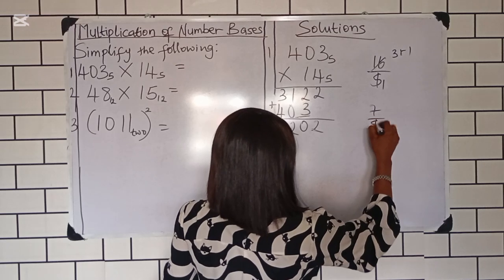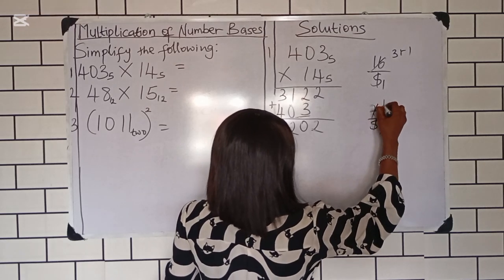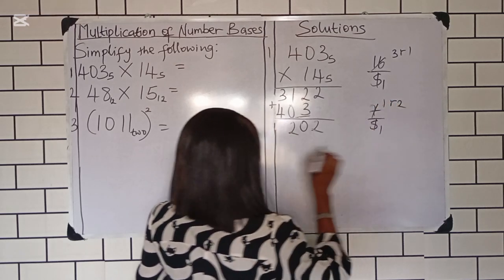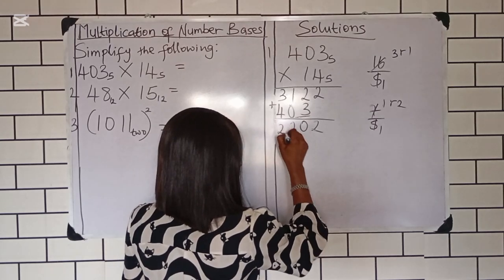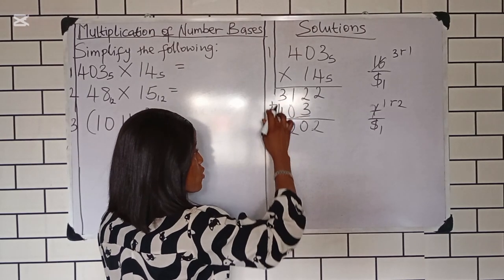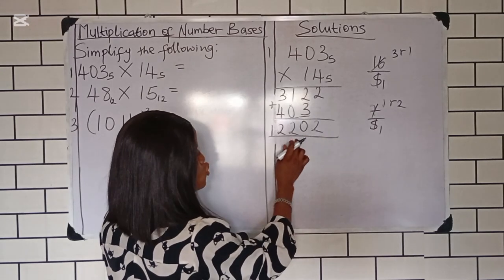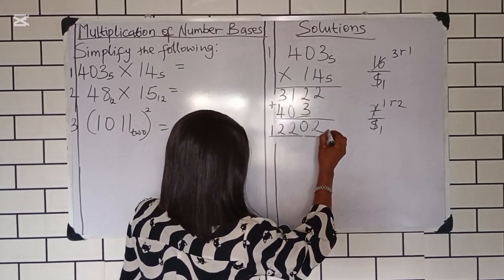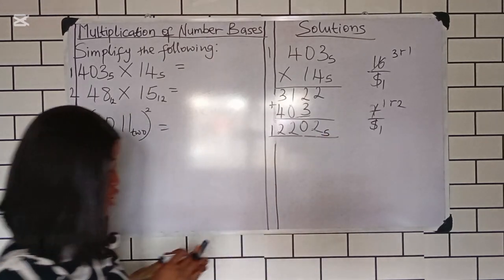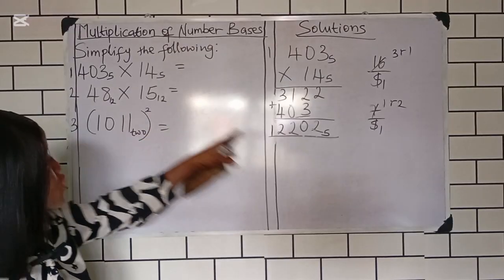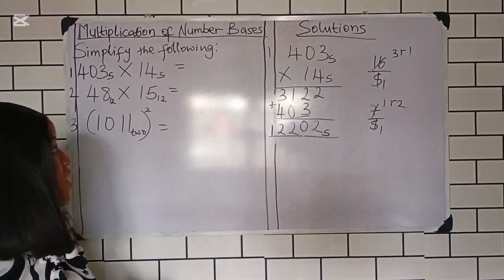5 divided into 7 here will give us 1, remainder 2. The remainder here is 2. You write your 2. Carry the 1. There's no other number here to add. Therefore, that 1, you bring it down. We have our what? 12202 in base 5, for question number 1. This is the product in base 5.